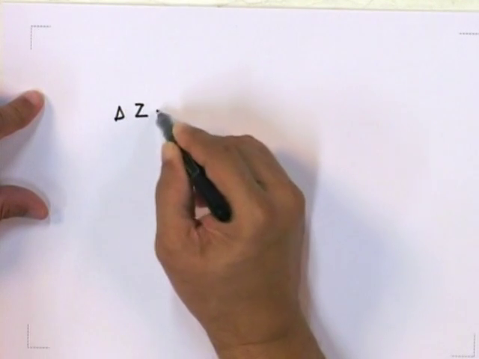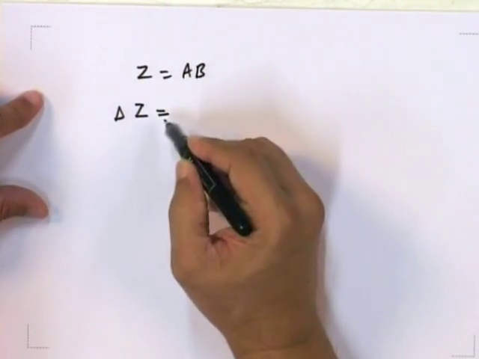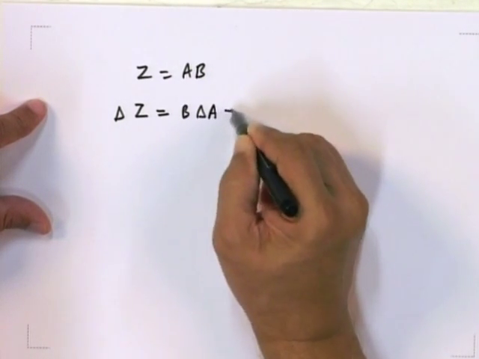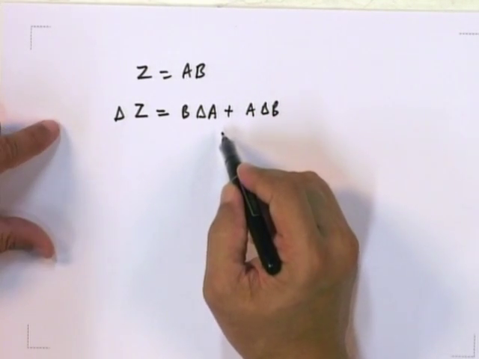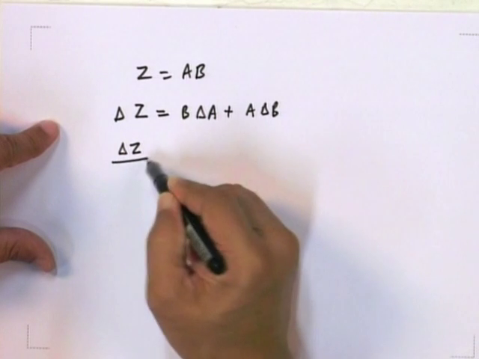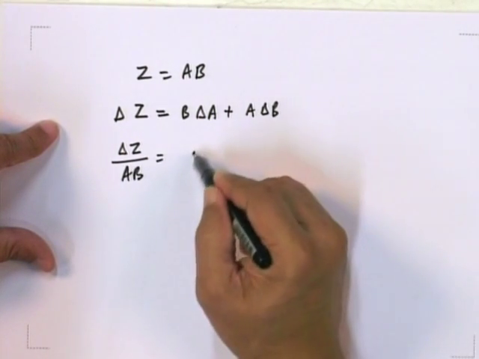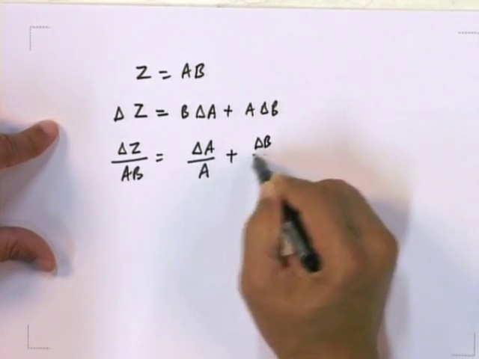If Z is equal to A into B, the first term, dou Z by dou A into delta A, will be B into delta A. Okay, B into delta A plus A into delta B. And so, many times you will find the formula written as: if Z is equal to A into B, delta Z is equal to B delta A plus A delta B. So if you divide by AB, then you get delta Z by AB is equal to delta A by A plus delta B by B.